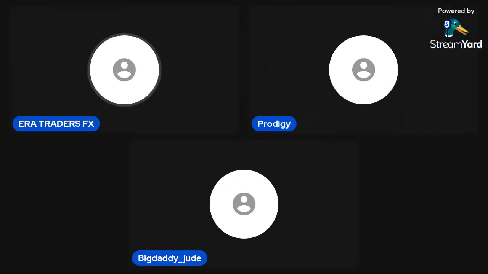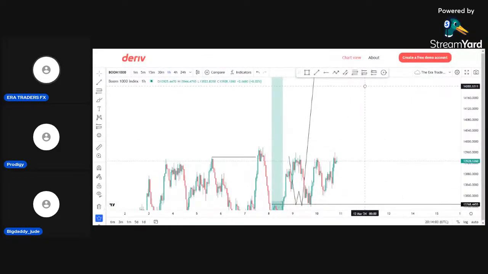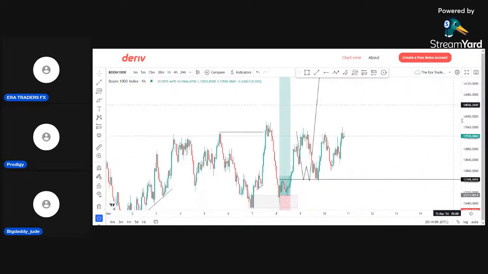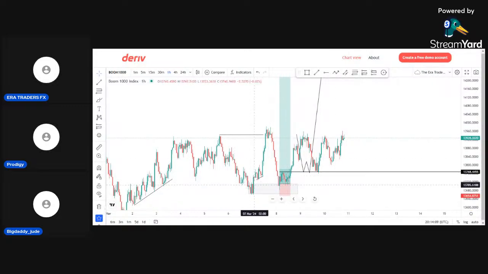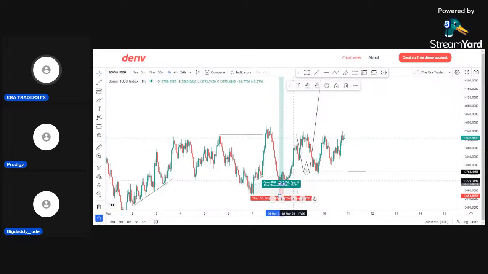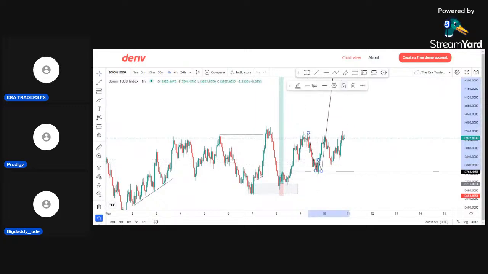Maybe the previous ones we did last class, and also the last outlook. We have Boom 1000, which I shared this setup on. I said price will come into this. You guys can see my screen, right? I shared this setup, and now it tapped in. I also shared that if you miss this first one, you can also enter from here. I think I sent it to the free group.